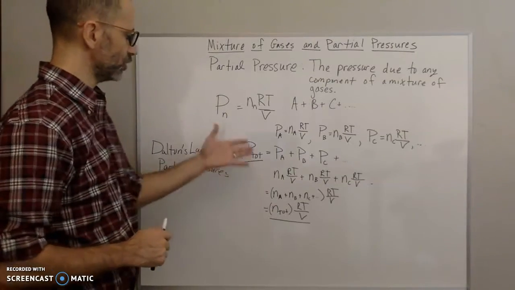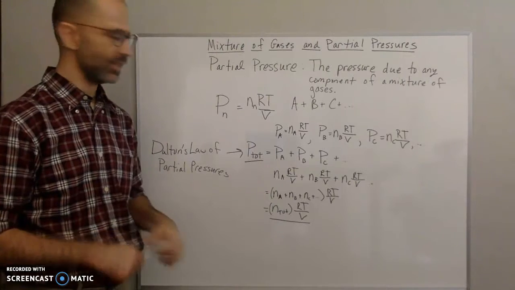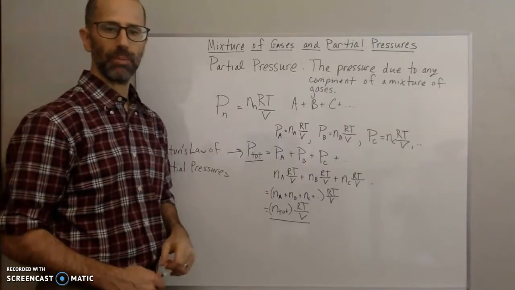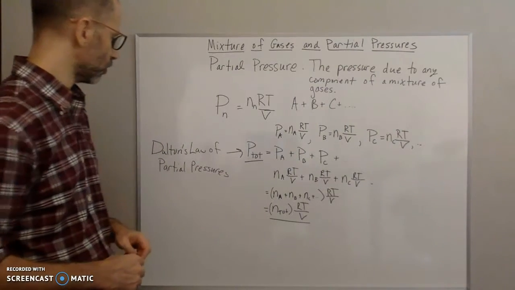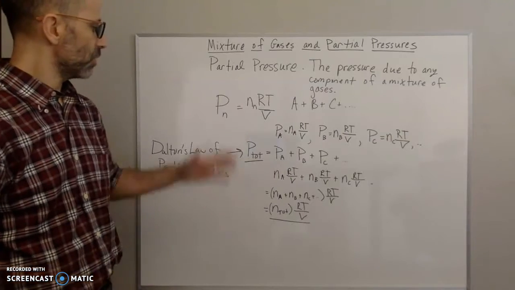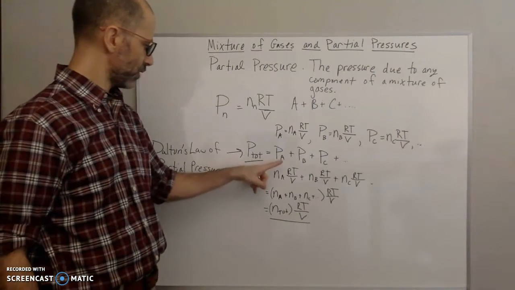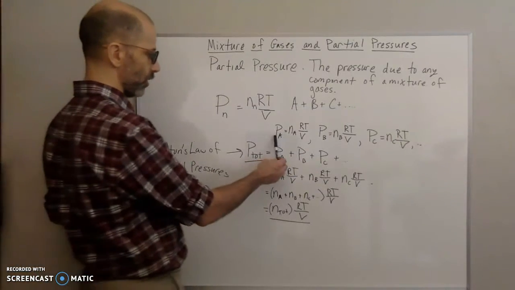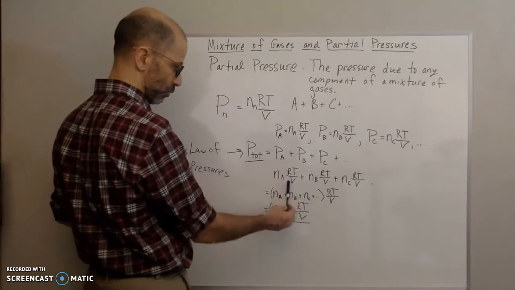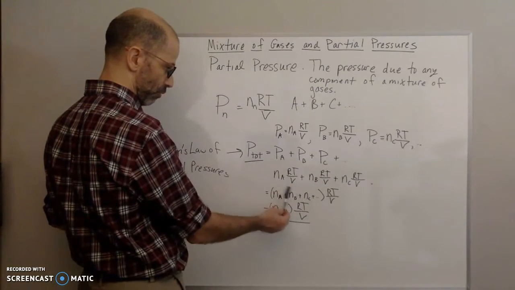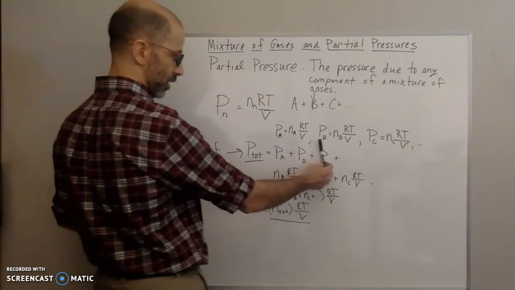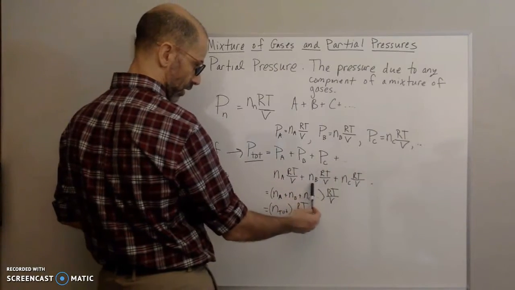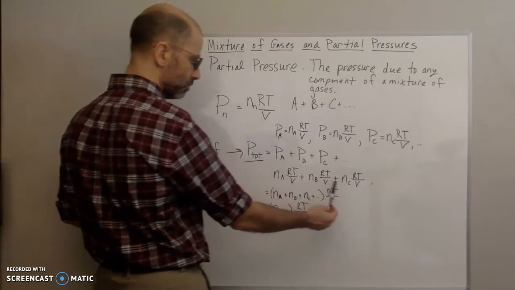Dalton's law of partial pressures says that the total pressure of a mixture of gas is the individual partial pressures of each component of the gas added together. That's Dalton's law of partial pressures. So we can go on and say that the partial pressure of A plus B plus C equals the total. If we know that the partial pressure of A is equal to this, then we can substitute for PA the number of moles, plus PB, the partial pressure of B, with NB, RT over V, and so on.